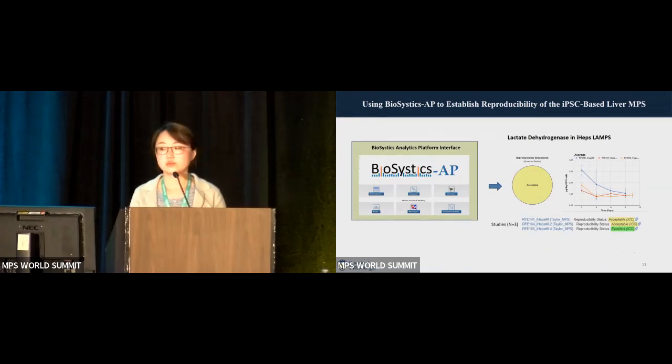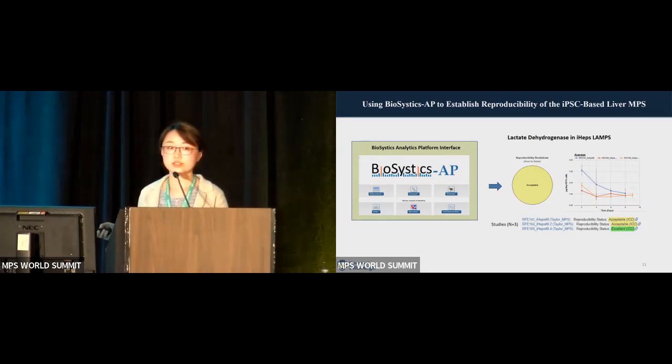In this study, we use the BioSystics platform to establish and evaluate the reproducibility of our model. This platform is very useful. It provides tools for us to evaluate and review our experiments with different settings. Our iPS-based model is still in the development stage. So here is one example of how we use this platform.